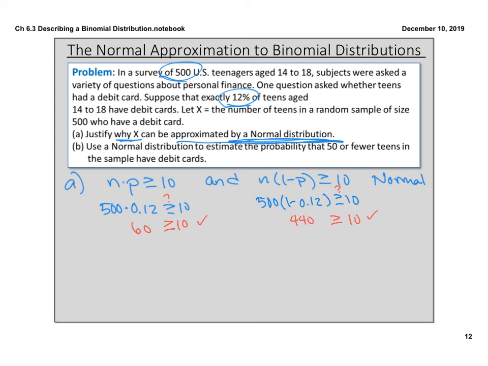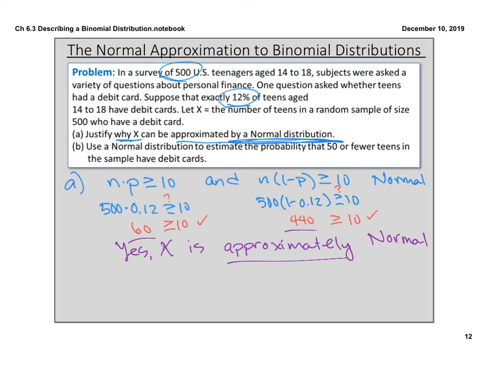We expect approximately 60 U.S. teenagers to have a debit card, and we expect approximately 440 teenagers to not have a debit card. Both of those things are greater than or equal to 10. So then yes, we can call this normal. Remember that we always want to use the word approximately because you don't know if it's exactly normal, and chances are it's probably not exactly normal, but it's normal enough. This is our justification by saying it's normal enough for us to use normal calculations.